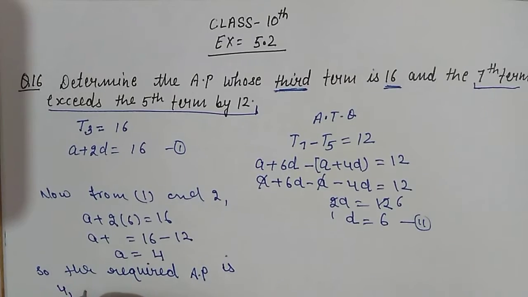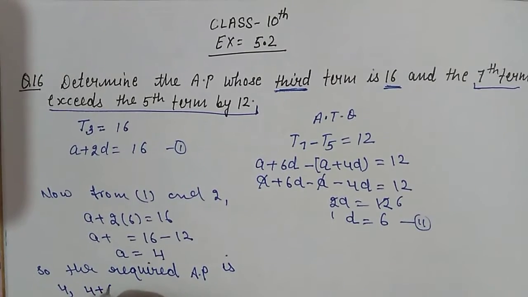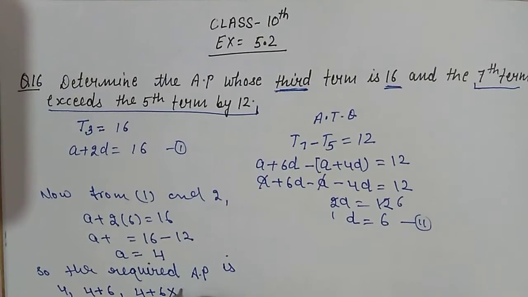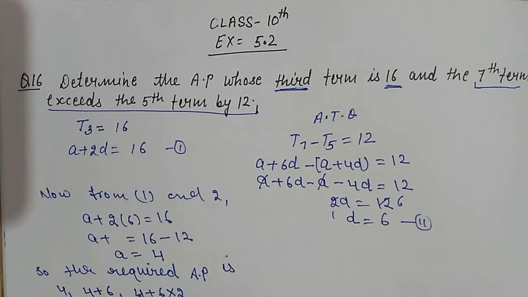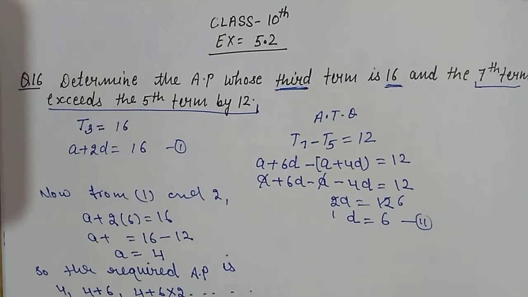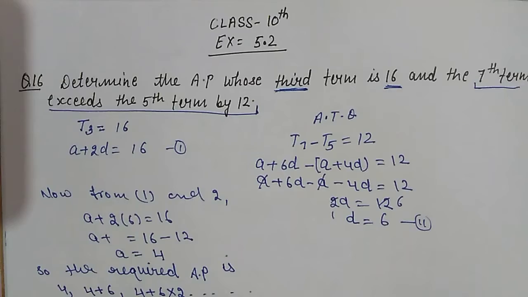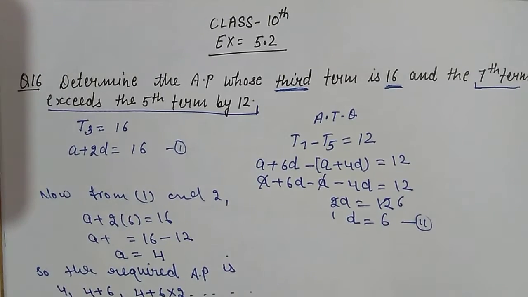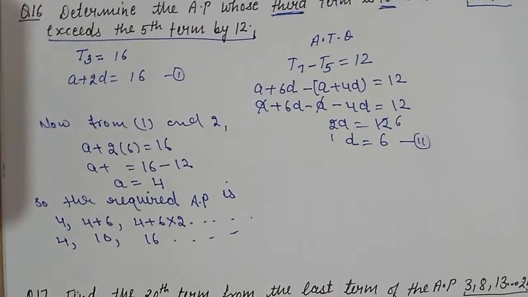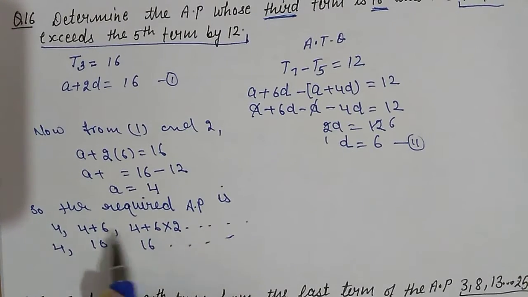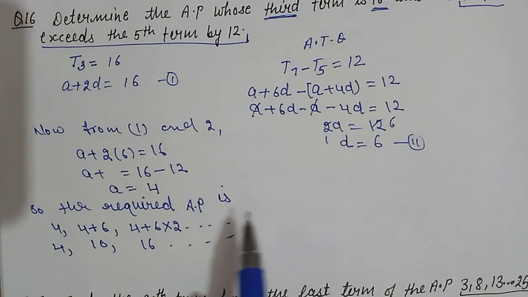So the required AP is 4, 4 plus 6, 4 plus 6 into 2. We know, A, A plus D, A plus 2D, like this: 4, 10, 16 and so on. Okay, so our question 16 is completed now.